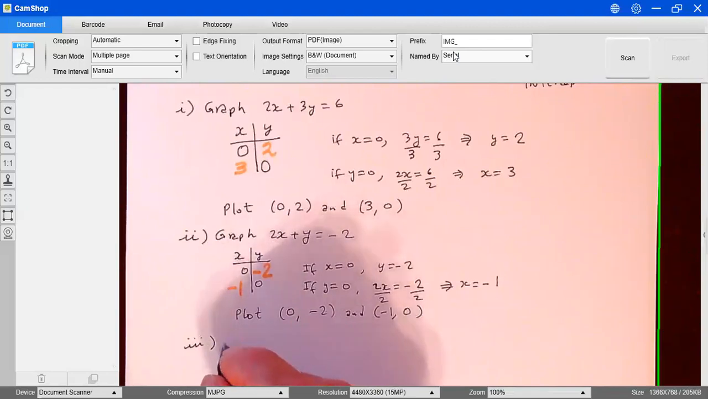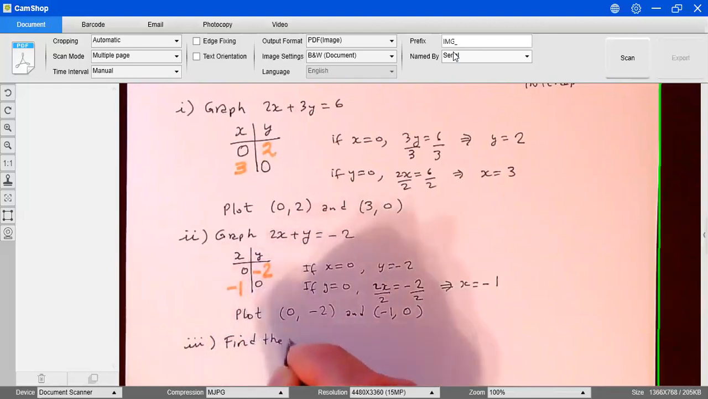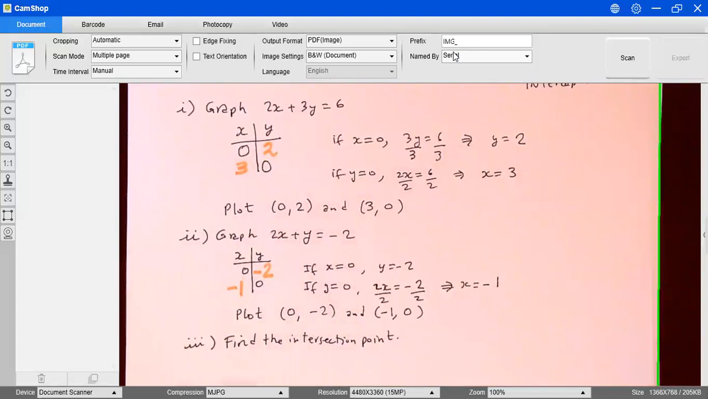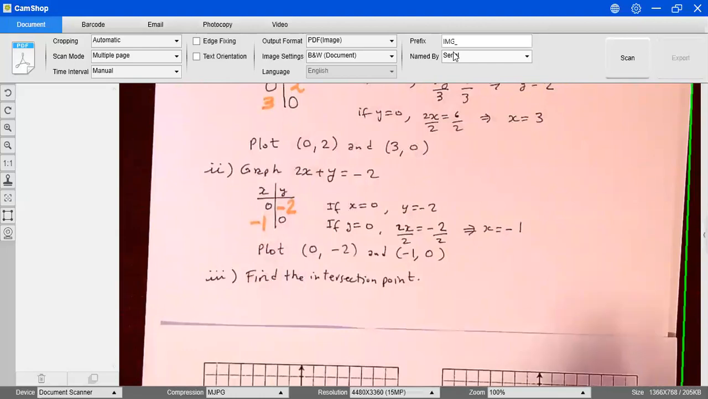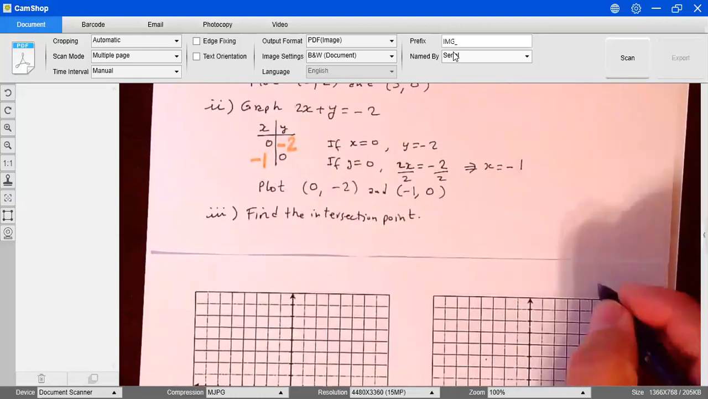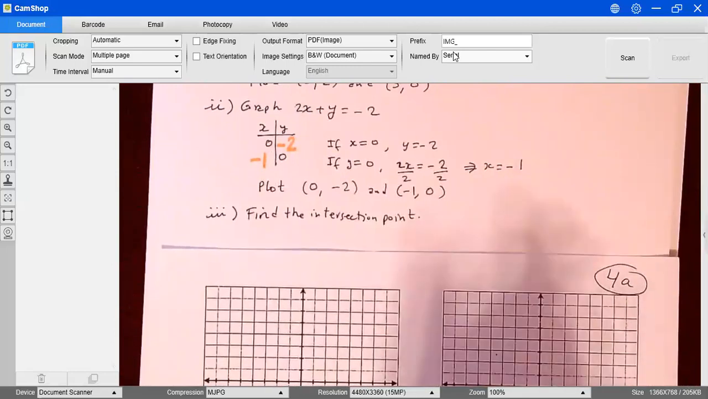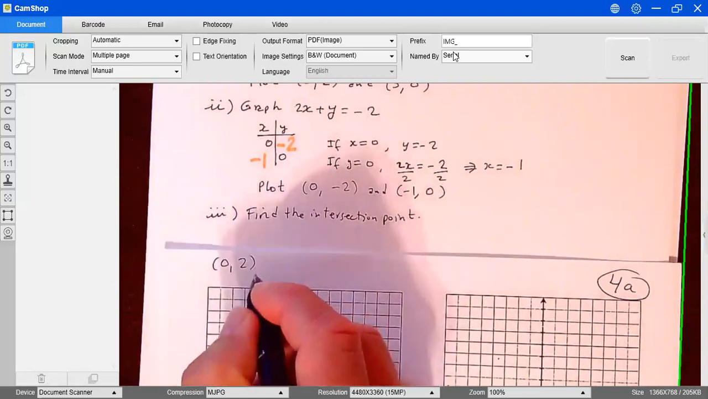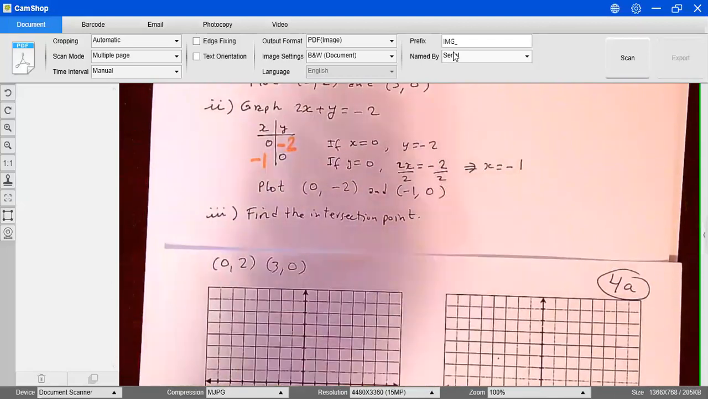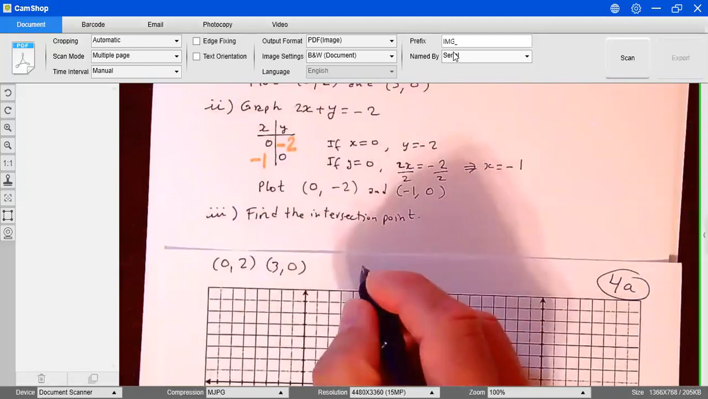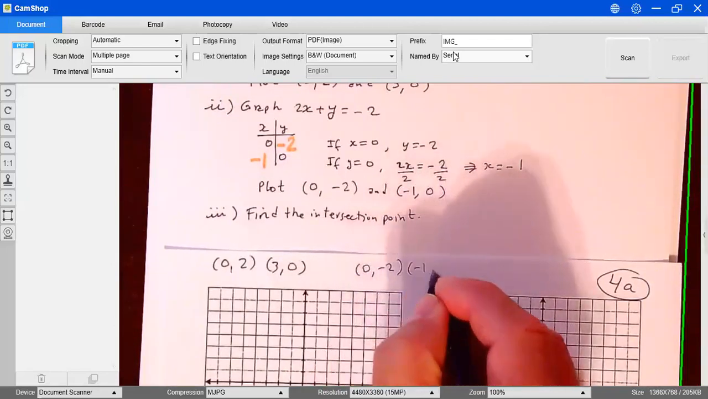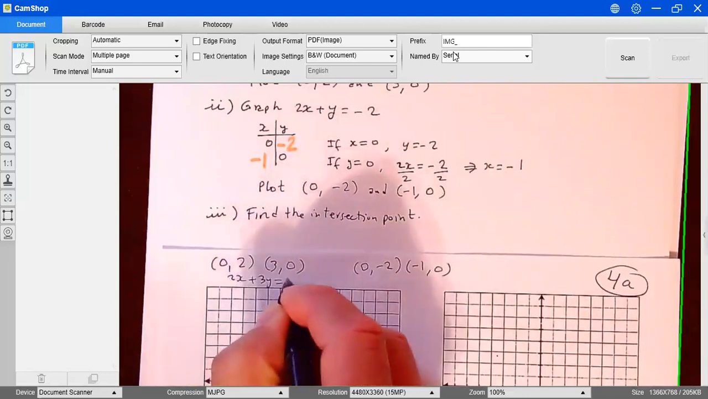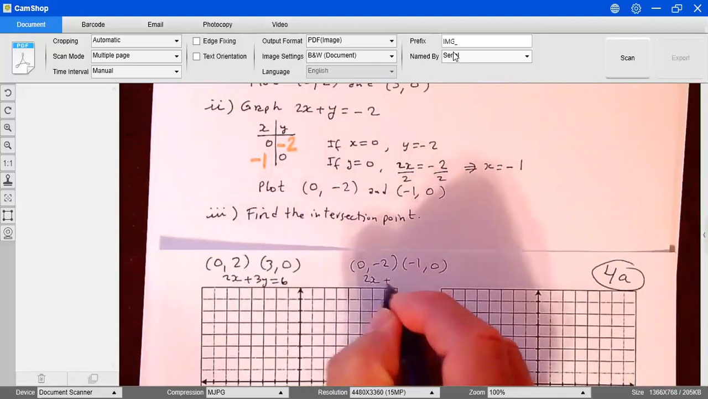Then the third and last step is to find the intersection point. So we need to plot the lines. We're going to use our grid, for these problems on page 4. The first line is obtained by plotting 0, 2 and 3, 0. The other line is going to be 0, -2 and -1, 0. This one is 2x plus 3y equals 6. And these are the intercepts for 2x plus y equals -2.